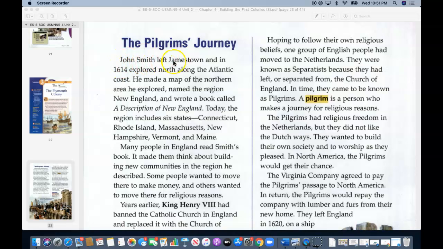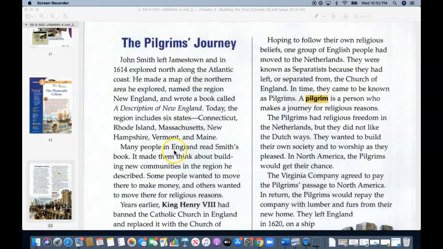John Smith left Jamestown and in 1614 explored north along the Atlantic coast. He made a map of the northern area he explored, named the region New England, and wrote a book called A Description of New England. Today, the region includes 6 states: Connecticut, Rhode Island, Massachusetts, New Hampshire, Vermont, and Maine.